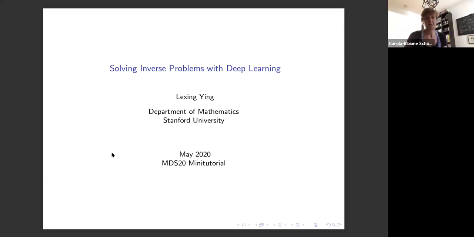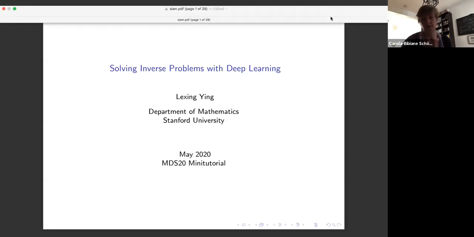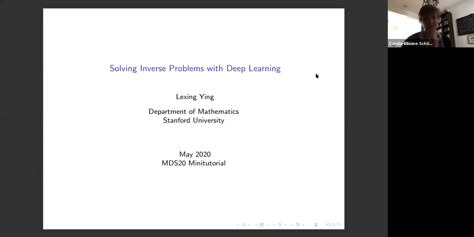In the last couple of years, Lexing got very interested in developing machine learning, in particular deep learning approaches for solving inverse problems and PDEs. In particular, in a way that despite using a black box like deep learning, he can still provide mathematical guarantees and design methods that respect the physical model. I really look forward to your presentation, Lexing, which is about solving inverse problems with deep learning.